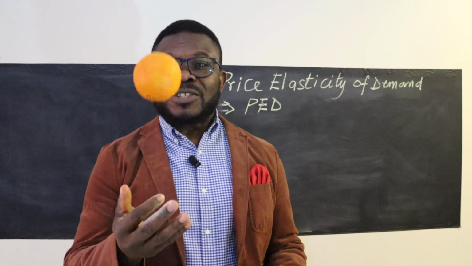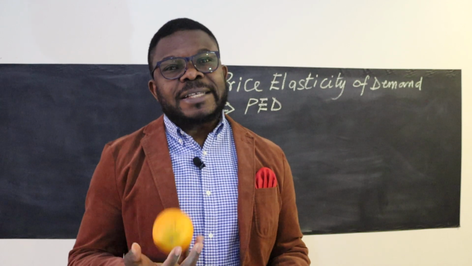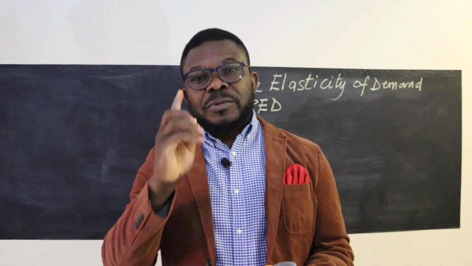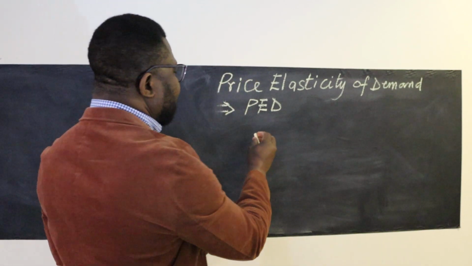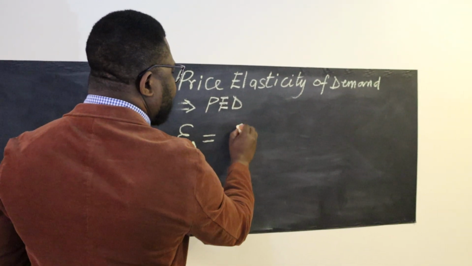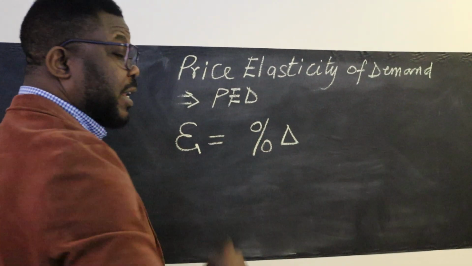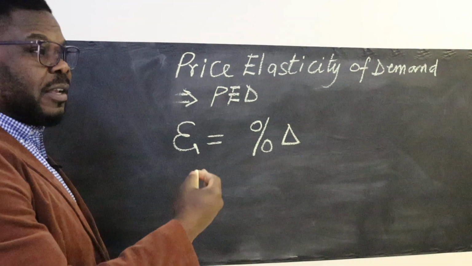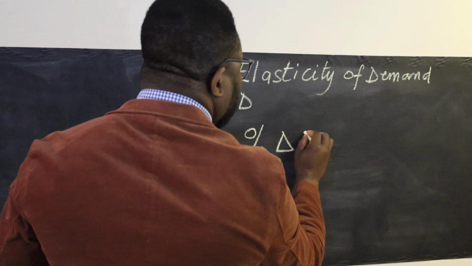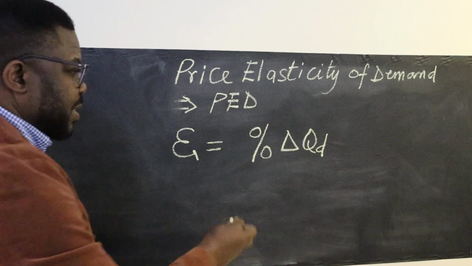You might be wondering why I've got this orange here, because I'm going to use the orange as my example. So bear with me. I'm going to write the formula down, and then we will start doing the analysis. So here is the formula. The PED, or elasticity, is denoted as the percentage change. This sign here in economics is change, okay? When price moves from P1 to P2, that's a change, okay? So in quantity demanded. So quantity demanded has changed by a particular percentage.